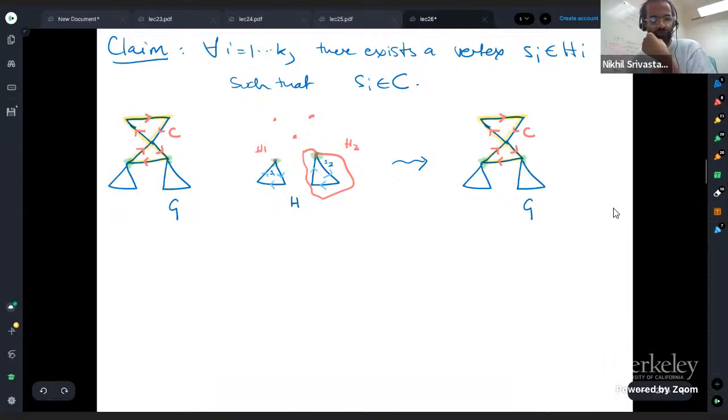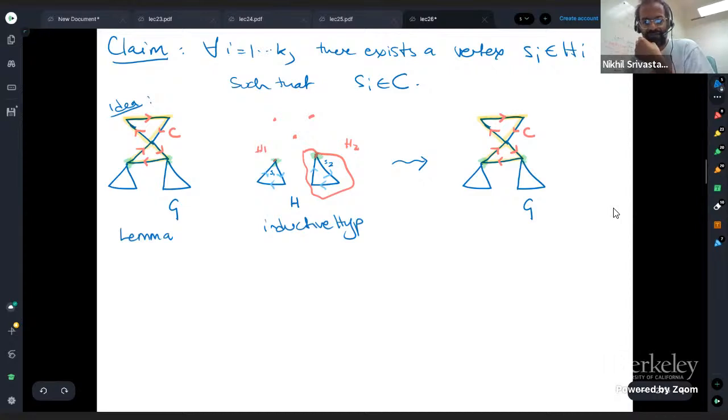So before I write the proof, let me say this is the idea: here I use the inductive hypothesis, here I use the lemma. And now I can glue all of this stuff together to get one big Eulerian circuit. But I need these gluing points to be able to do that. And this is actually not so hard to write in a proof.